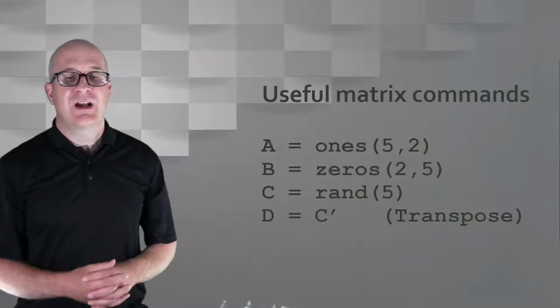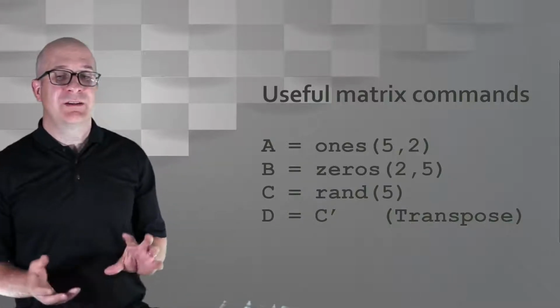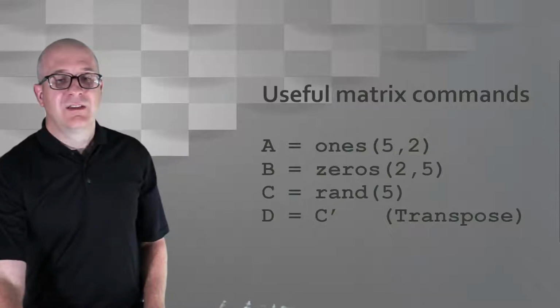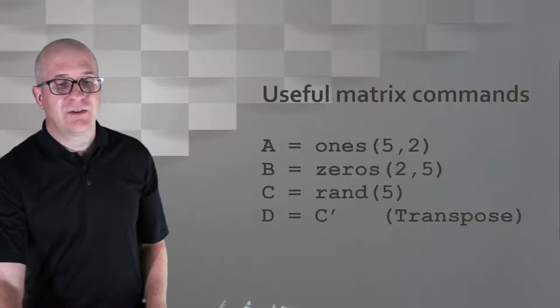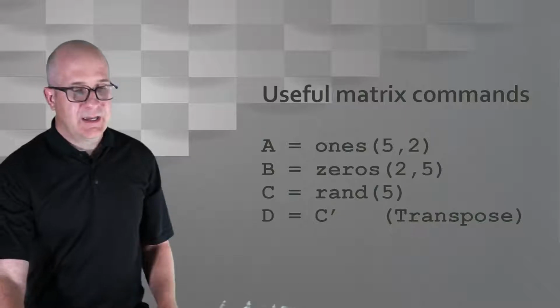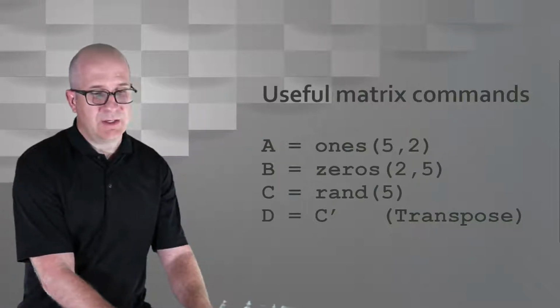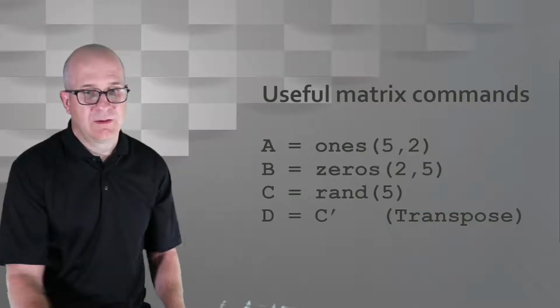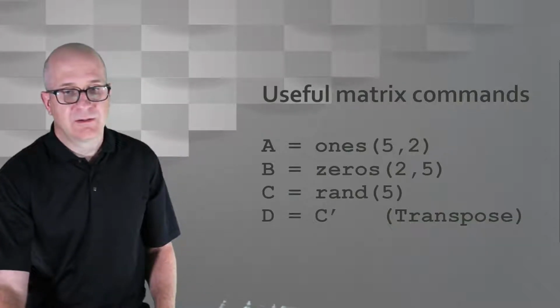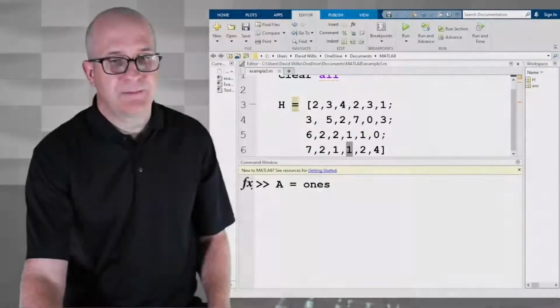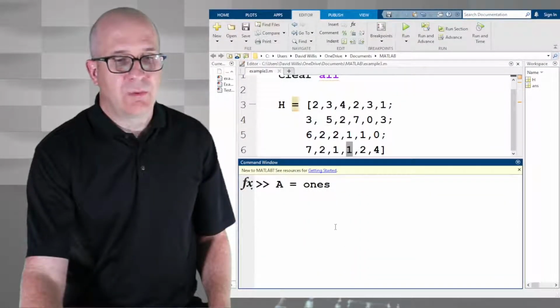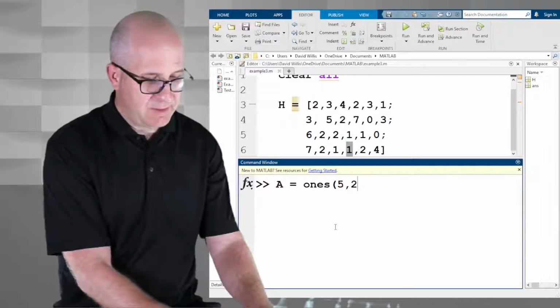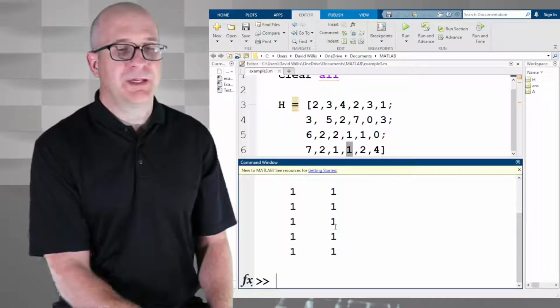So here's a couple of ways you can declare some pretty cool and quick matrices. The first ones are ones and zeros. So if I come over here, I can type in the following. I'm just going to CLC here. I'm going to say A equals ones of 5, 2. Let's see what happens, and I'll explain what it is.